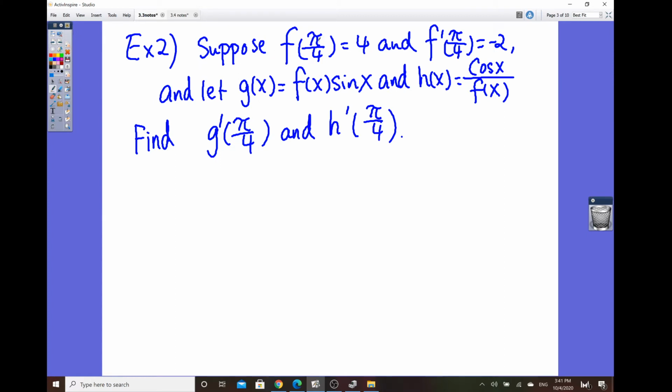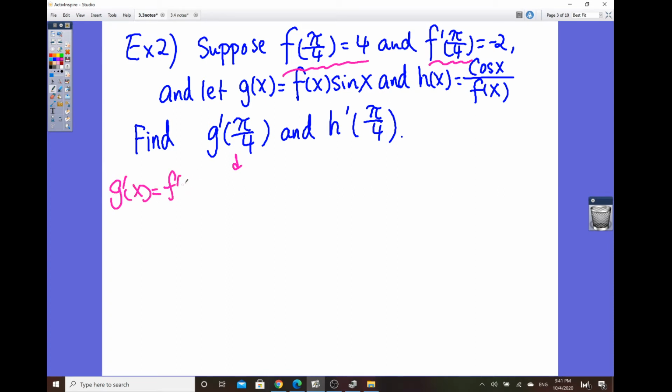Now suppose that f of pi over 4 is 4. That's given. F prime of pi over 4 is negative 2, which is the instantaneous rate of change at pi over 4. Let g of x be f of x times sine of x, and h of x equal cosine of x over f of x. You want to find g prime of pi over 4. Start with g prime of x, just taking the derivative in general.